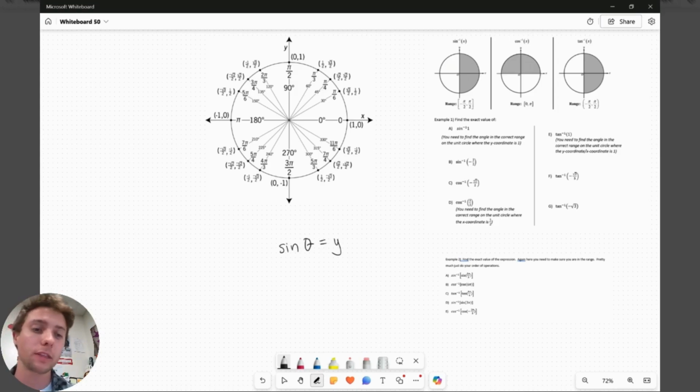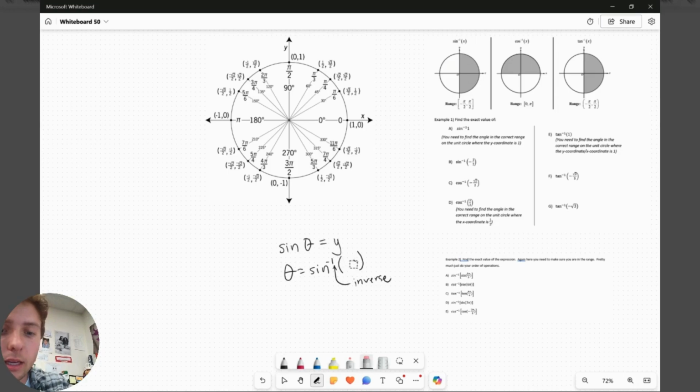That's how we move things to the other side, right? Multiplication and division undo each other. Addition and subtraction undo each other. Inverse operations undo each other. So I take the inverse on both sides here, and that gives me sine inverse of y. Notice this notation, the -1 is the inverse part. That's what tells us this is an inverse. Sorry, that should have been a y on the inside.